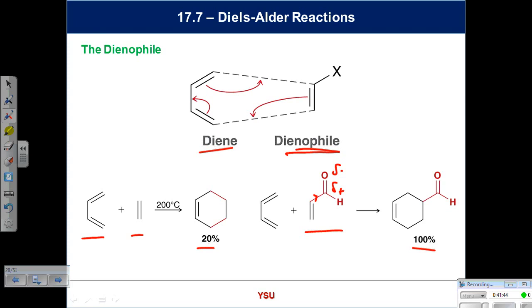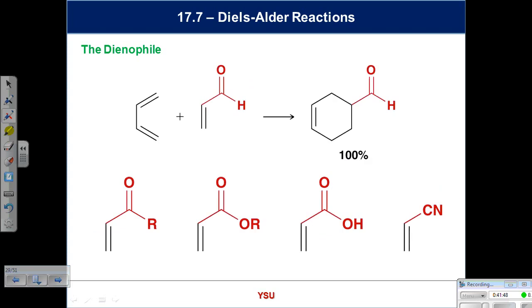The electron withdrawing groups are great at doing this. They just bring the energies closer together, make the reaction that much easier to do. In terms of what we can use, well, you've seen a whole bunch of these things.